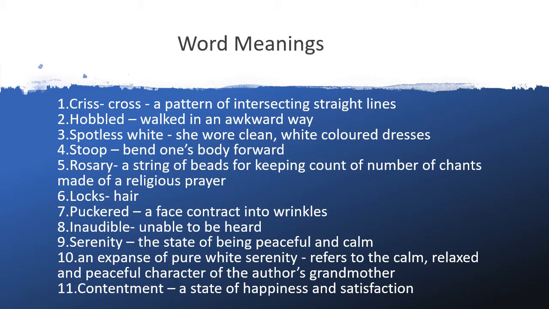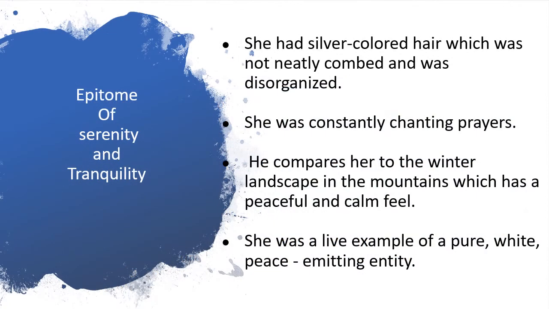Contentment: a mental state of happiness and satisfaction. Epitome of serenity and tranquility. Serenity means peacefulness, and tranquility means peacefulness. The epitome means symbol. The grandmother was a symbol of serenity and tranquility. She was a living legend showing peacefulness. She had silver-colored hair which was not neatly combed and was disorganized. She was constantly chanting prayers. He compares her to a winter landscape in the mountains, which has a peaceful and calm feel. She was a live example of a pure white, peace-emitting entity.